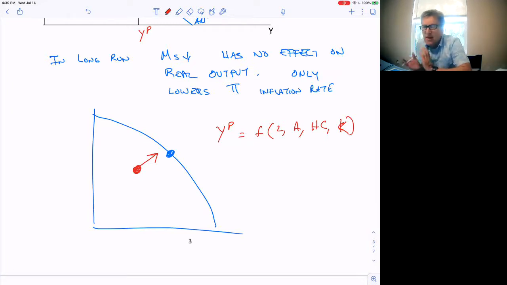Money can stimulate the economy or contract it, but all it's doing is moving us around in relation to where potential output is. I mean, too much money, lots of money can stimulate the economy and push us actually outside the PPF. That's quite possible. Not sustainable, because in the long run, we'll be back on the PPF.